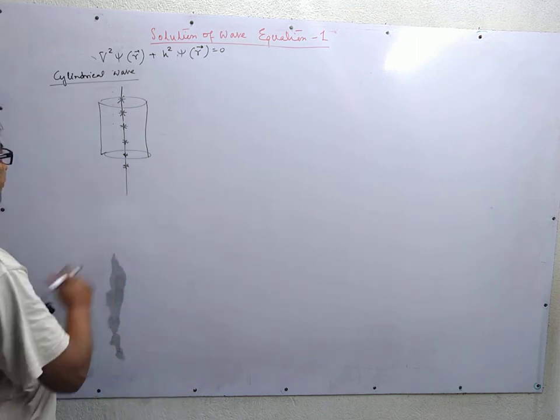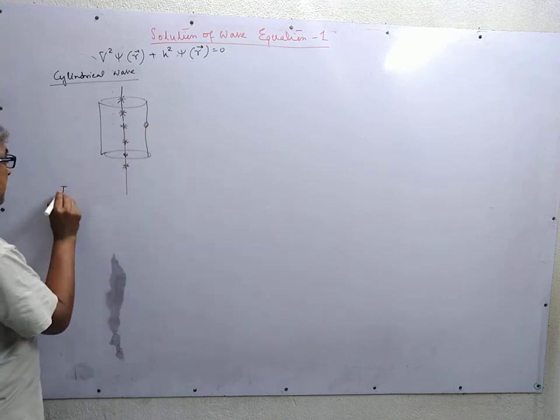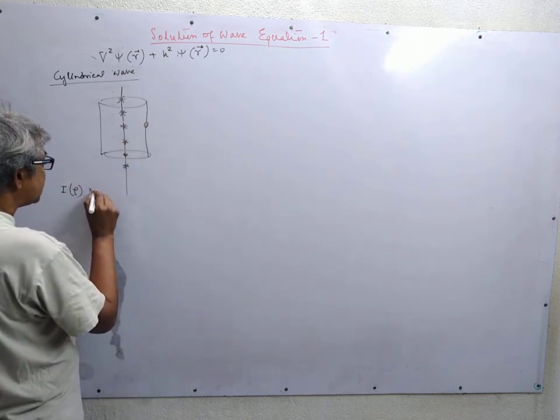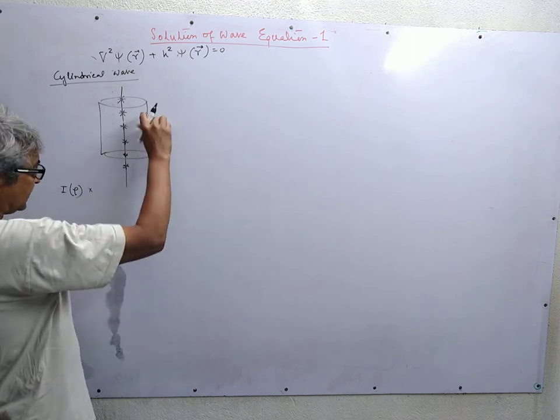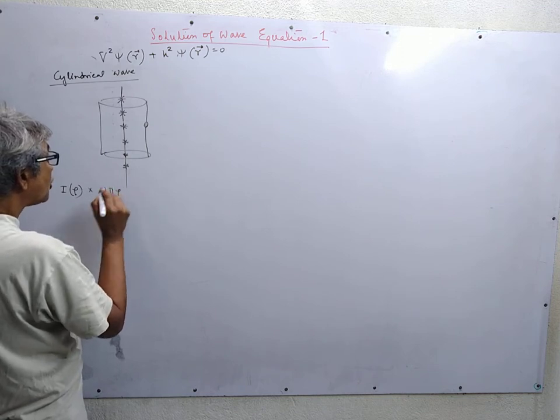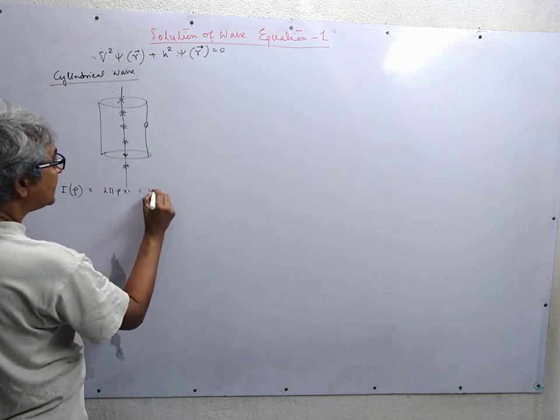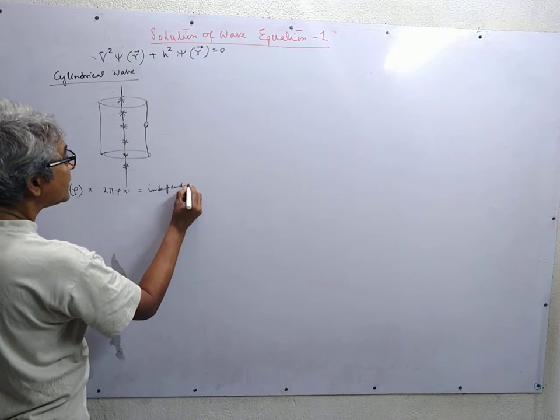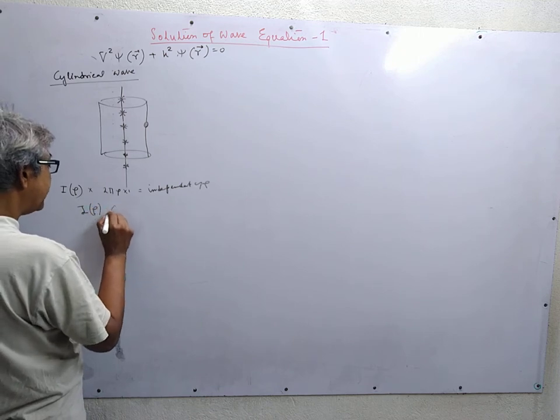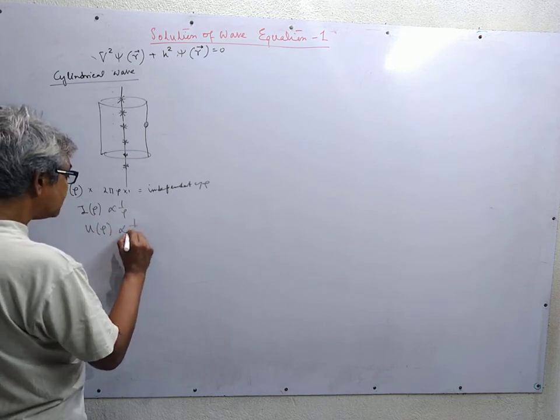Now if we consider the intensity over there, it must have rho dependence. If we consider a cylinder of unit length, the surface area is 2 pi rho into 1. This is independent of rho. That means I of rho must vary as 1 by rho, that is, in amplitude it must vary as 1 by root rho.